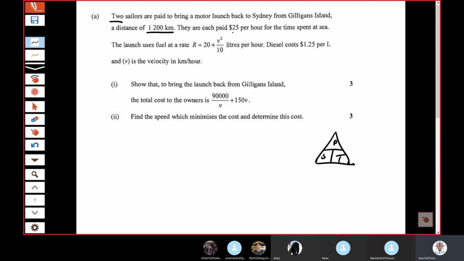They are each paid $25 per hour for the time spent at sea. So that means the 2 sailors are paid $25 per hour times 2, which means $50 per hour. Yeah, that's it. $50 per hour.